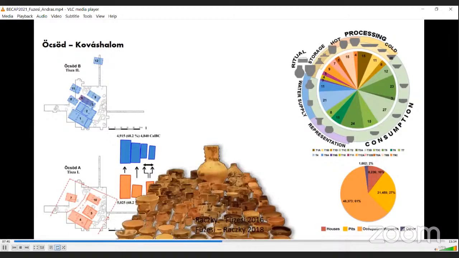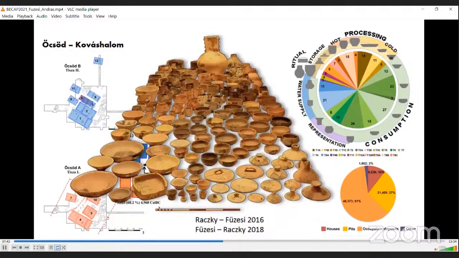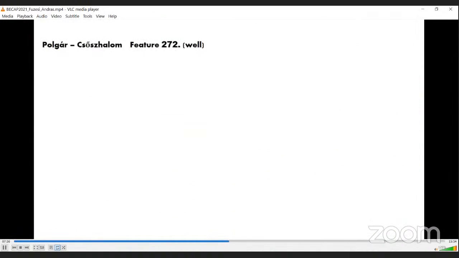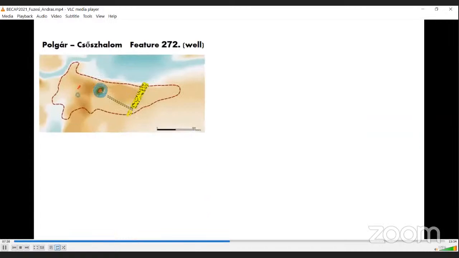Thus, the shards cannot be associated to any household, but the entire excavated section of the settlement. The analysis includes data from 223 reconstructed vessels. Next to the late Neolithic tell of Polgárcsőszalom, the 63-hectare single-layer settlement stretches, which was excavated in 3 hectares during the 1990s.